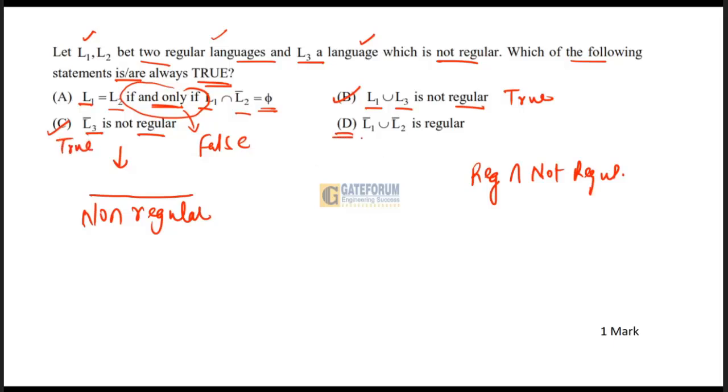And option D: L1 is regular, L2 is regular. So the complement of L1 union L2 being not regular is not true, because the complement operation is closed on regular languages. Thus option B and option C are the correct answer for this particular question. I hope it is clear.